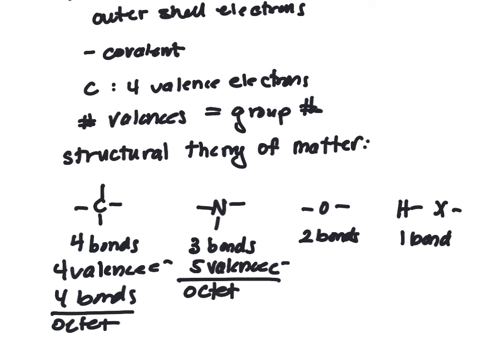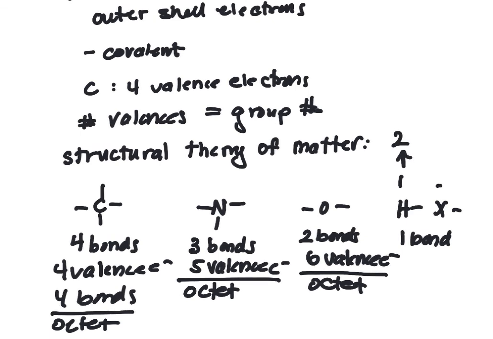Oxygen has 6 valence electrons. In order to achieve an octet, it can form 2 bonds. Hydrogen has 1 valence electron, so it needs to achieve 2. It forms 1 bond. The halogens have 7 valence electrons. They want an octet, so they form 1 bond.